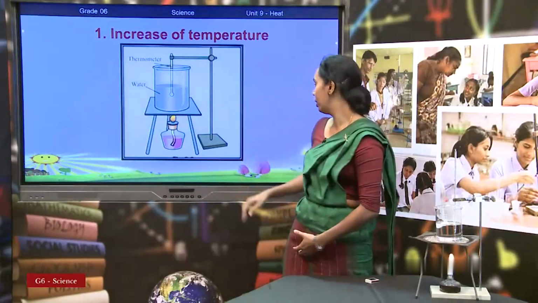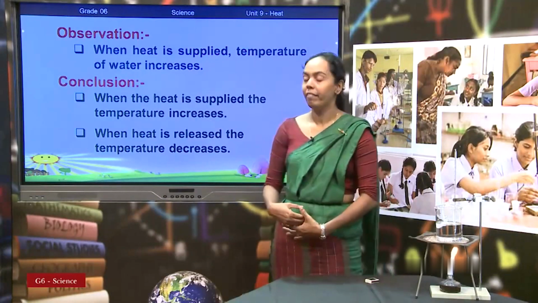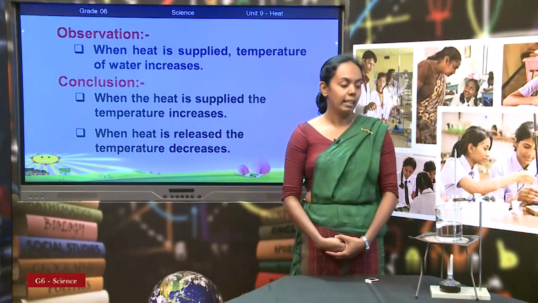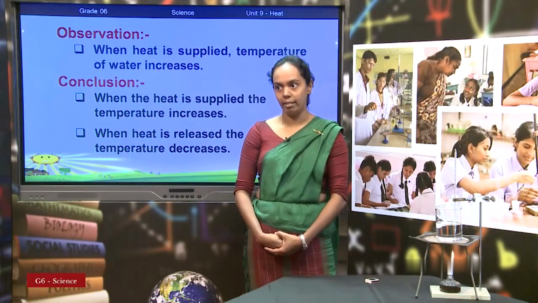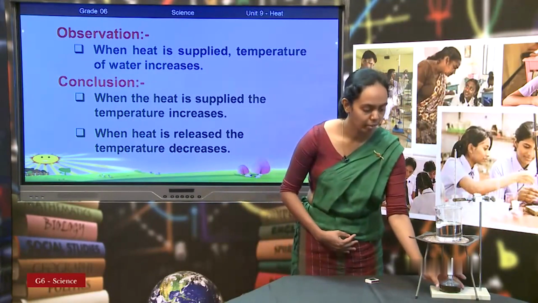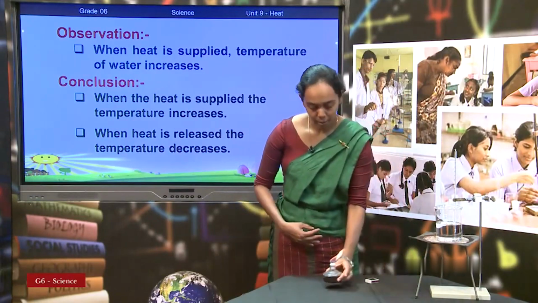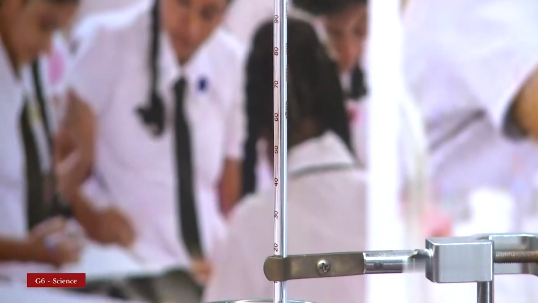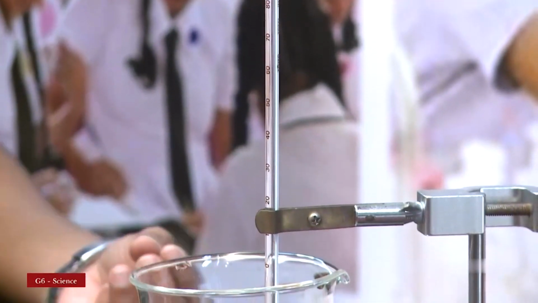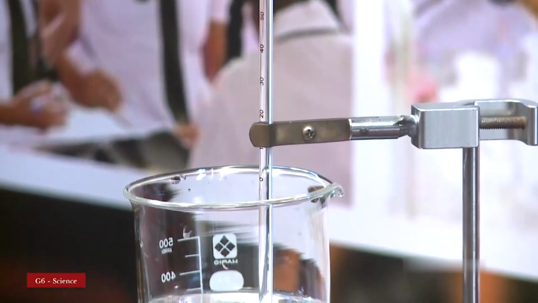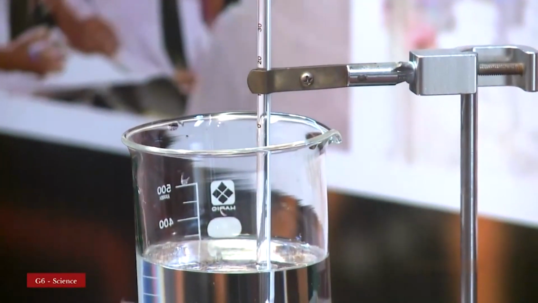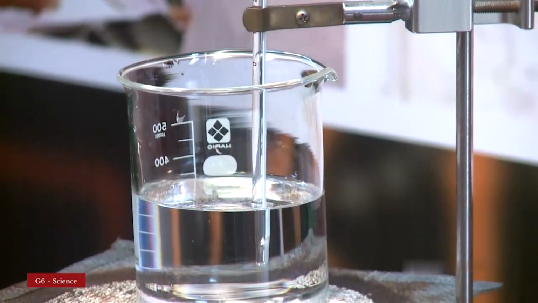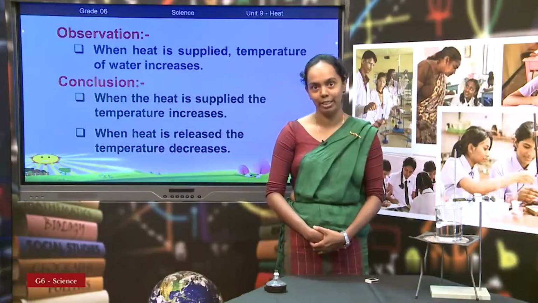Then we can come to a conclusion. When we are supplying the heat, the temperature of the water increases. Then we will see what happens when we are removing the spirit lamp. In here, when I am removing the spirit lamp, the supply of heat to the water stops. Then you can see the temperature of the water decreases. This happens due to the release of heat from the water.